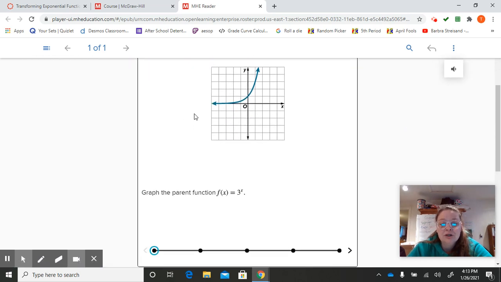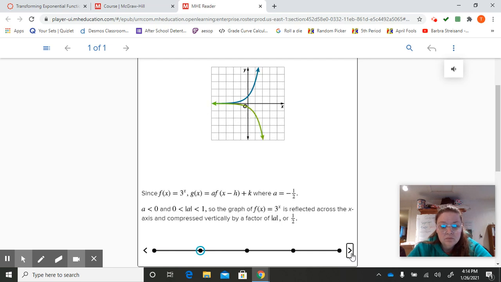Our original parent function is right here, 3 to the x power. First thing we're going to look at is that we have an a of negative 1/2. Because it is a negative, we know that it is a reflection over the x-axis. And because it is a fraction there, it's between 0 and 1, we've got a vertical compression of 1/2. So that negative 1/2 flips it over the x-axis and compresses it vertically by 1/2.